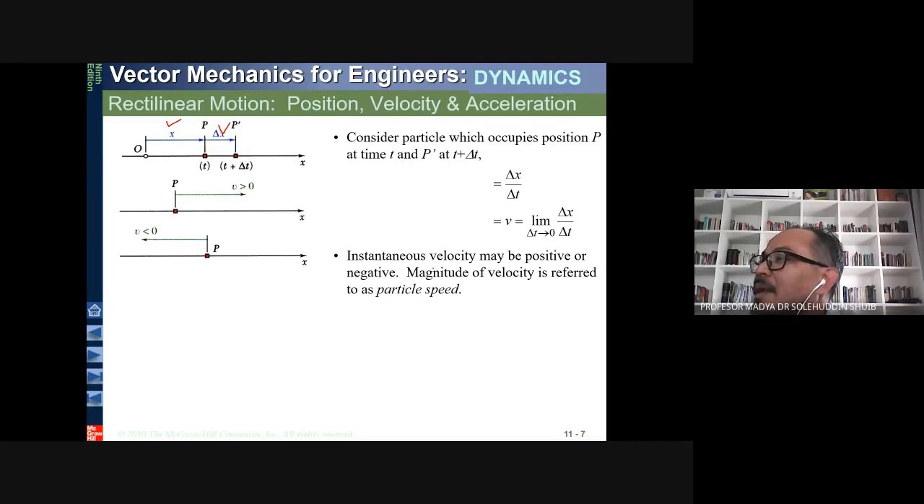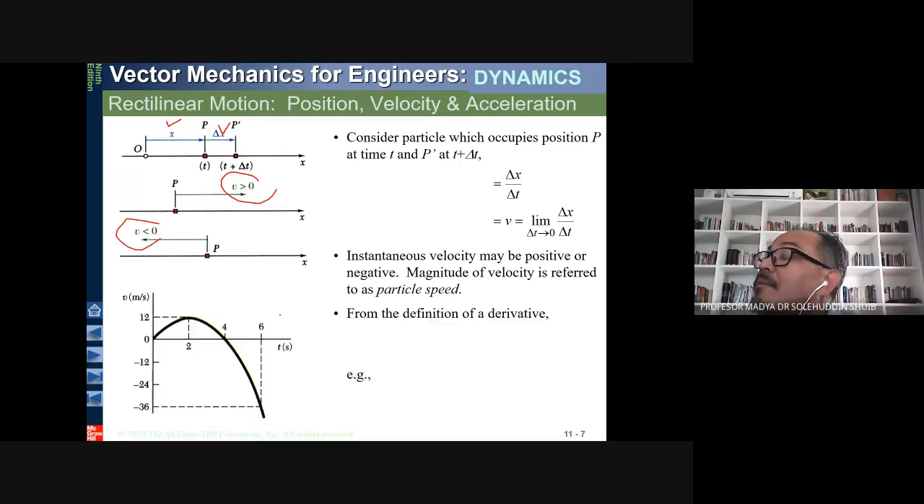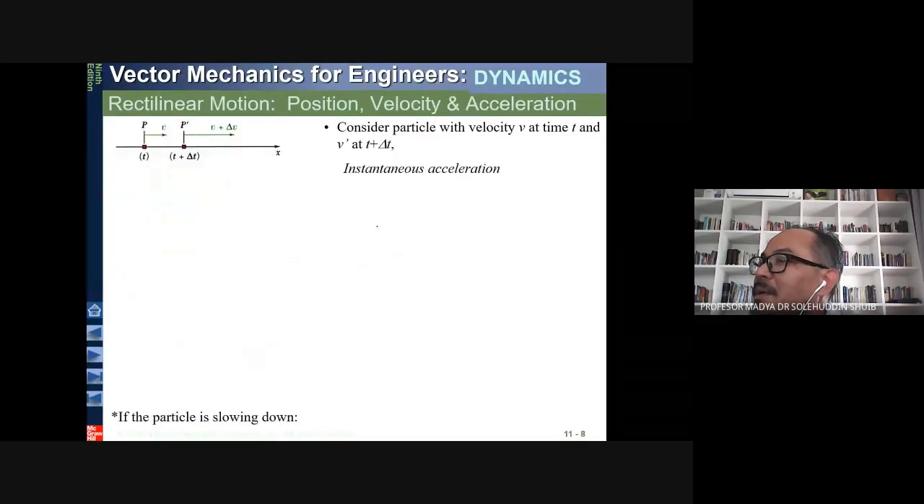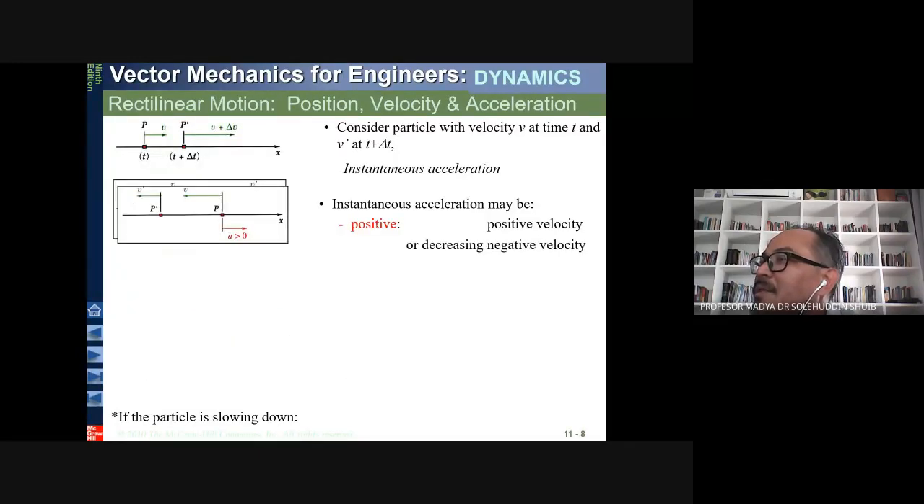Instantaneous velocity can also be positive or negative. If positive here, velocity is positive, and here going to the left, the velocity is negative. So the equation that we have taken earlier is the previous equation.